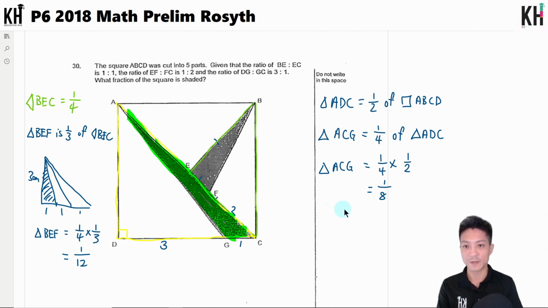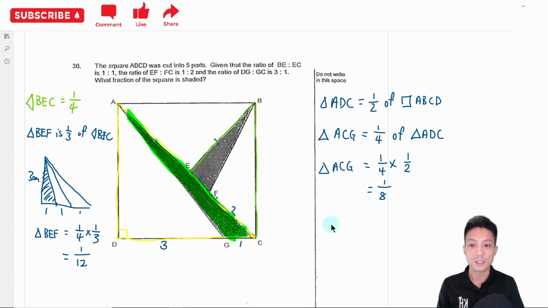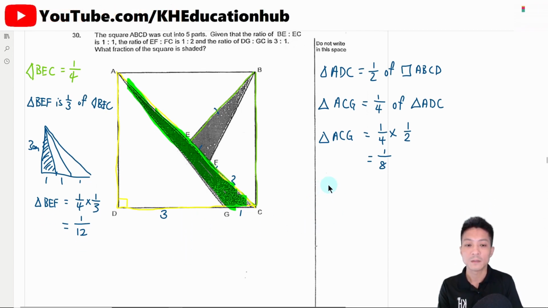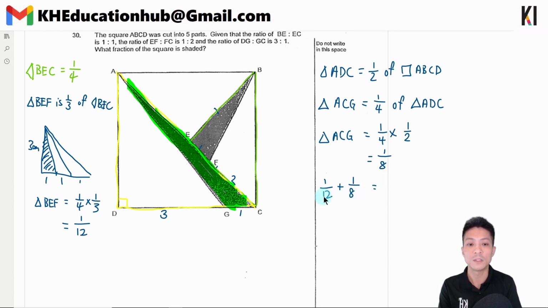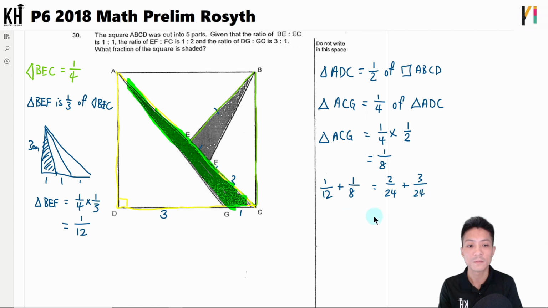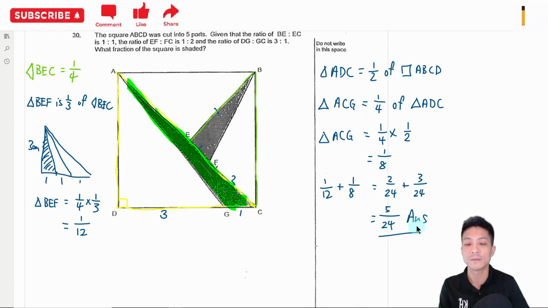Then to find the fraction of the square that is shaded, I just need to use 1 over 12, the last step will be 1 over 12 plus 1 out of 8. Change it to common denominator. I can times 2 out of 24, times 3 out of 24. This will give me 5 out of 24, and this is the answer for this question.